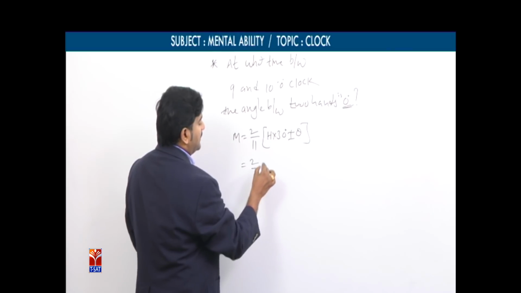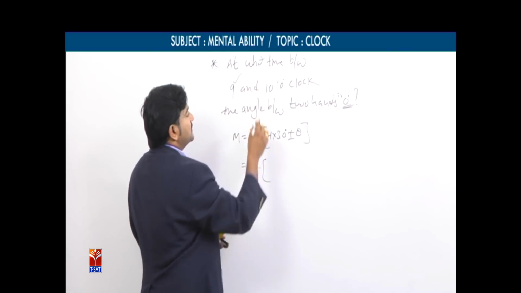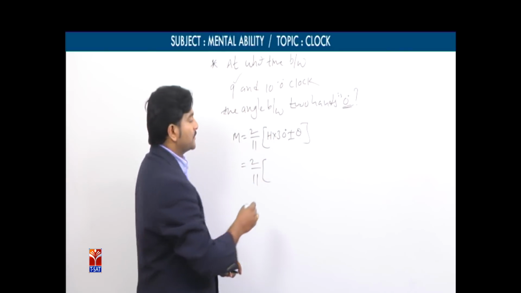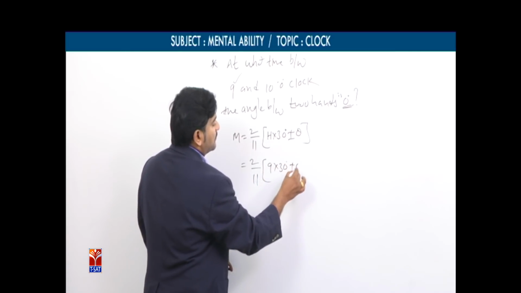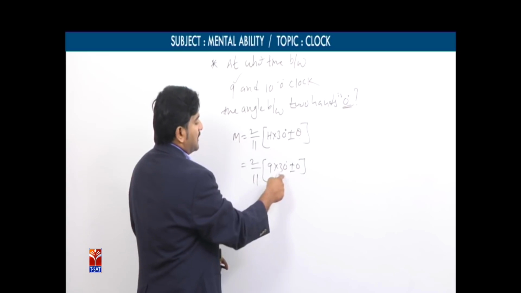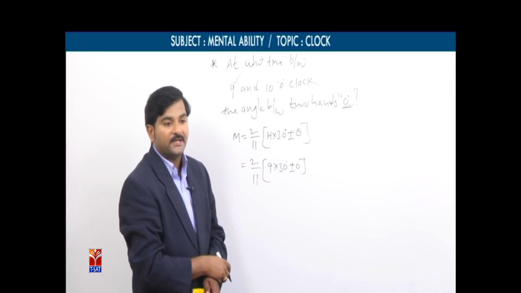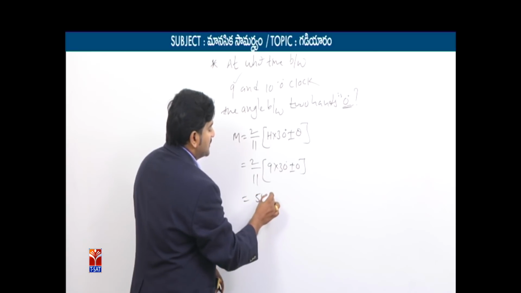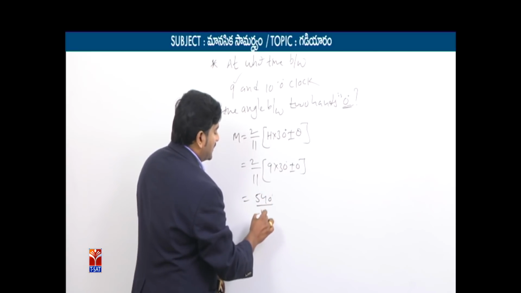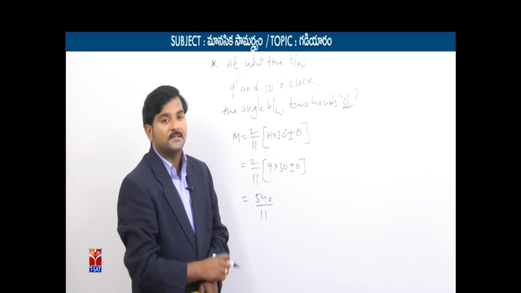2 by 11 into h. What is our starting hour here? Starting hour is equal to 9. That's why 9 into 30 plus or minus 0. Again 9 into 30 means 270. 270 into 2 means 540 degrees. 540 by 11 minutes. It's not degrees, it's minutes.